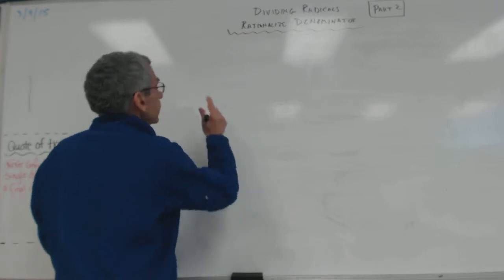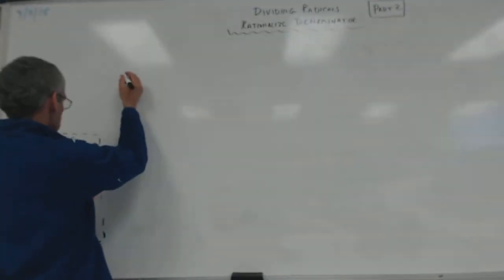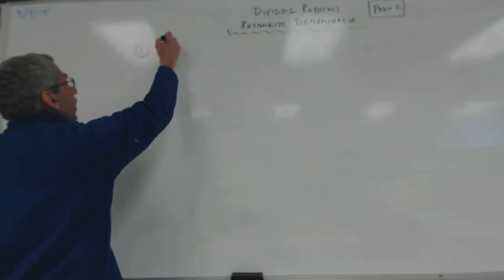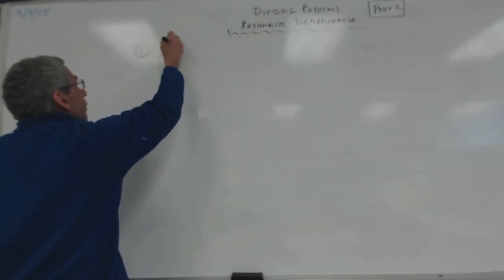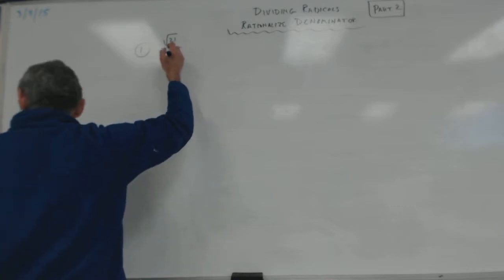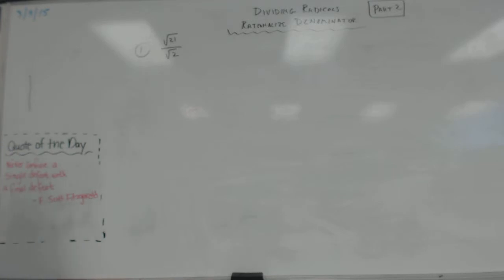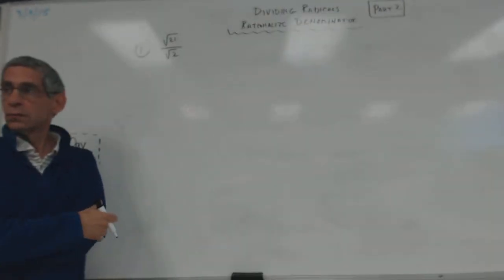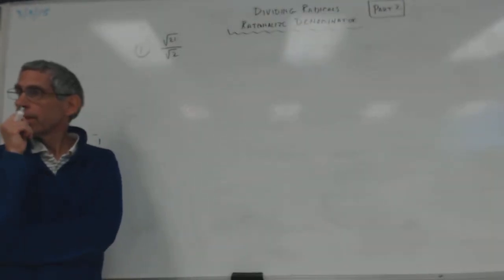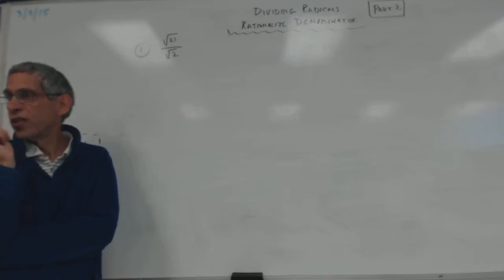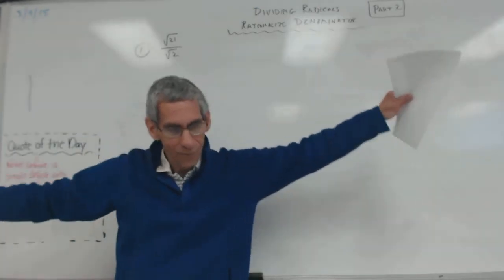Now we're going to just do a bunch of problems. So let's say I gave you the square root of 21 over the square root of 2. How do I do this? What would I do? Yes, Michael. Simplify the 21, or not simplify.